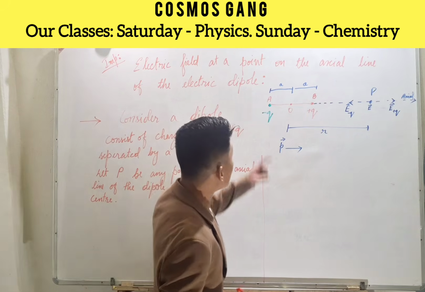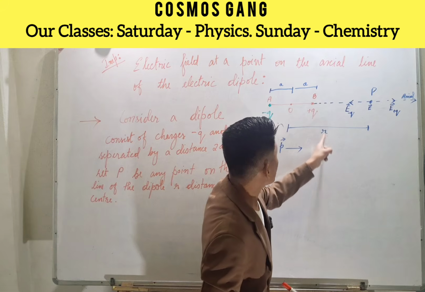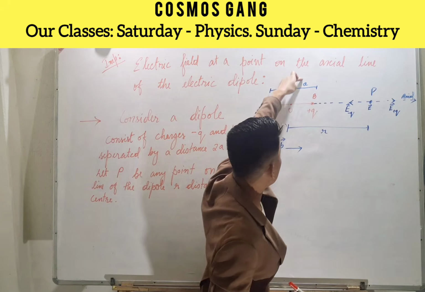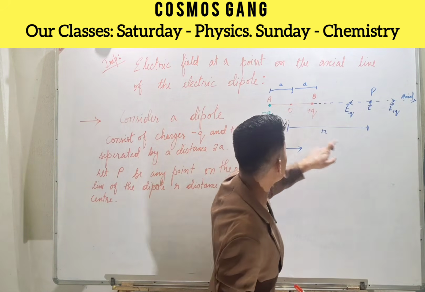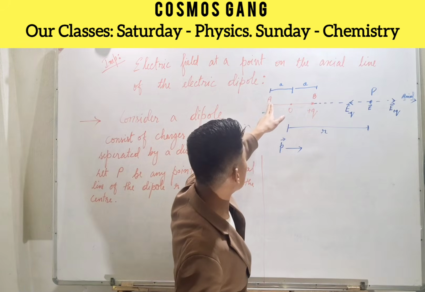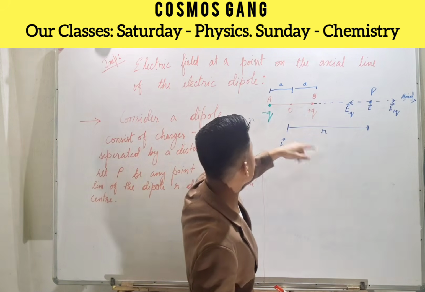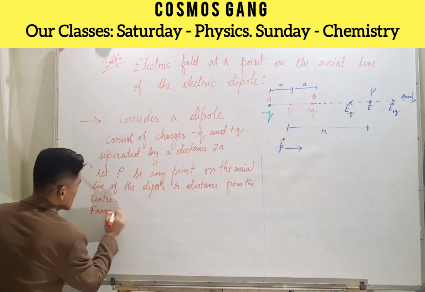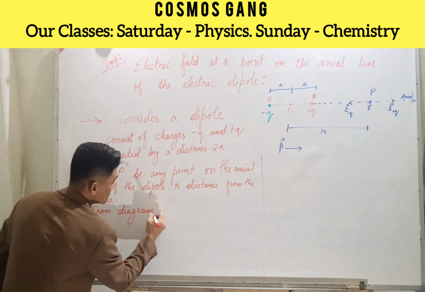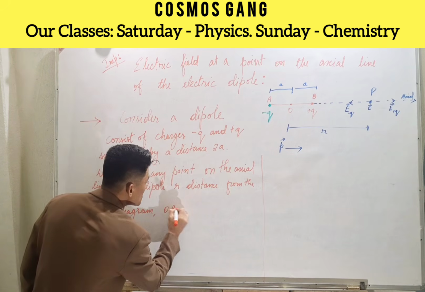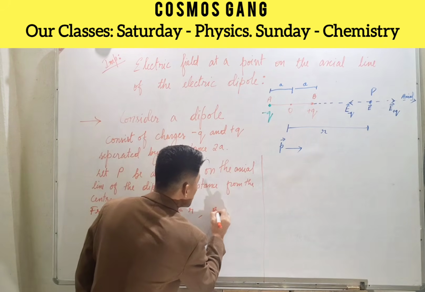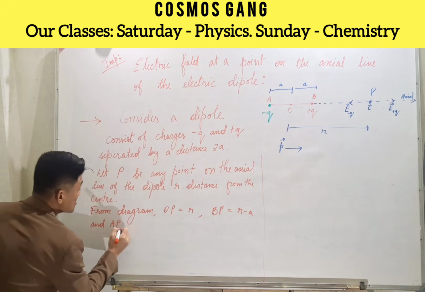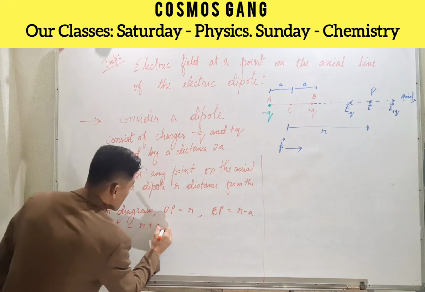Now, from the diagram, we find that OP is going to be R, and the distance of P from charge plus Q will be R minus A. That means BP is going to be R minus A, whereas the distance from minus Q to P is going to be R plus A. So from the diagram, we find that OP is going to be R, BP is going to be equal to R minus A, and AP is going to be equal to R plus A.